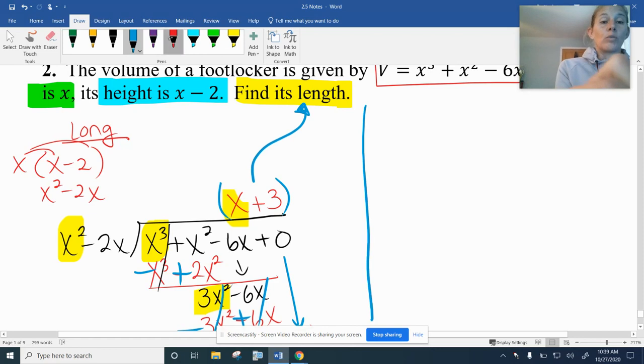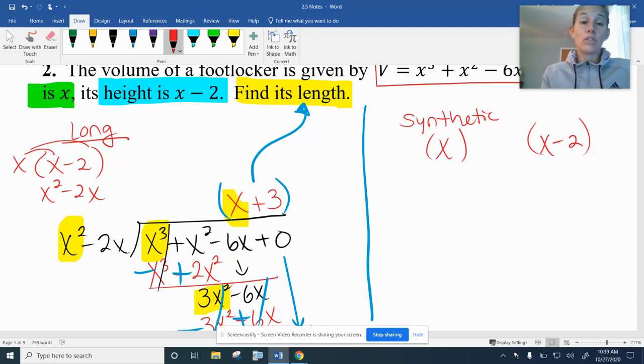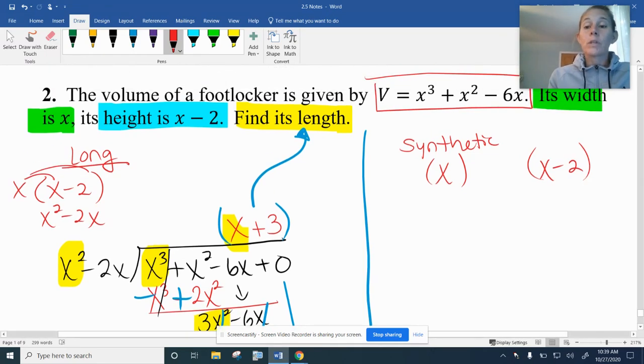Now another option would be to do synthetic. The reason you could do it here is because you have x and you have x minus 2, which are both simple linear factors. Because really, when you have just an x, that means you have a factor of x plus 0 or x minus 0. That's why we just write x. So if I were to do synthetic here, this is just going to be divided out as a 0, and this will be divided out as the 2. So it doesn't matter. What you're going to do is pick whichever one you want.